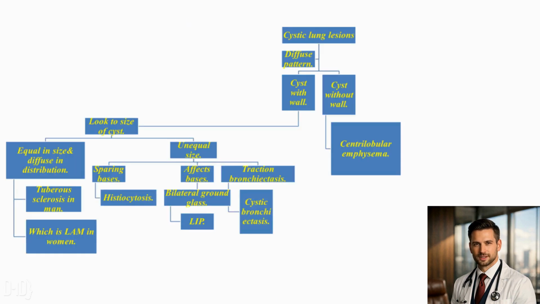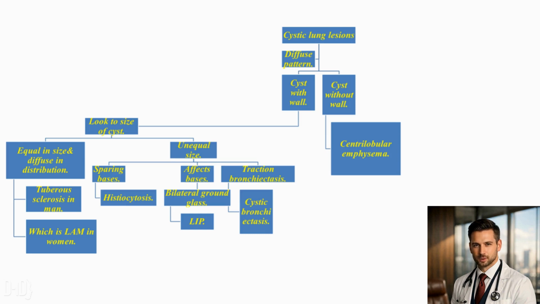To determine the causes of diffuse cystic pattern, look at the cysts and whether they have walls or not. If they are cysts without walls, it will be centrilobular emphysema. But if they have walls, look at the size of cysts. If they are equal in size and diffuse in distribution in a man, the diagnosis is tuberous sclerosis, while if it is in a female, the diagnosis is lymphangiomyomatosis.